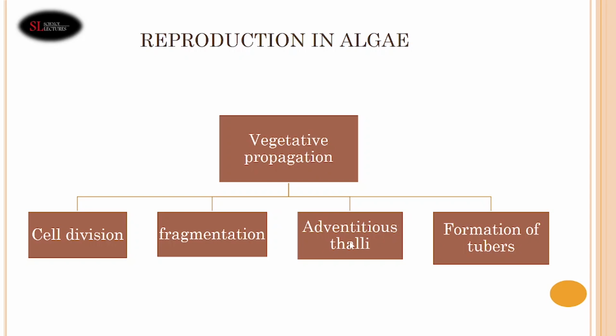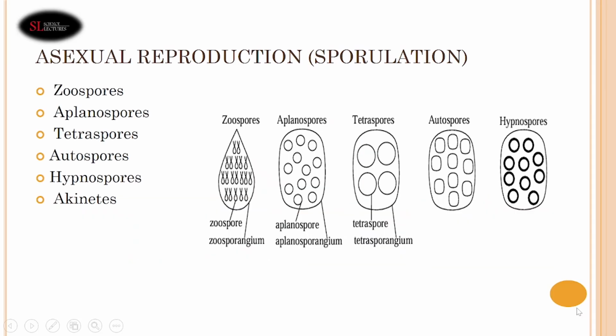So the other way algae reproduces vegetatively is by formation of adventitious thalli. Sometimes large algae can form branches. Adventitious is simply branch. So when these branches fall off, they form new algal bodies. Or sometimes some algal species form tubers, just like the ones you know in cassava. When these tubers become detached from the parent plant, they will form other algae.